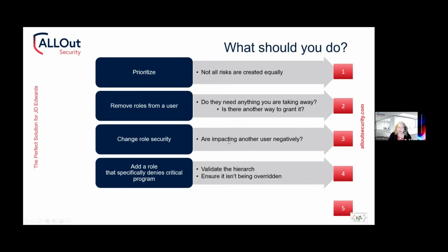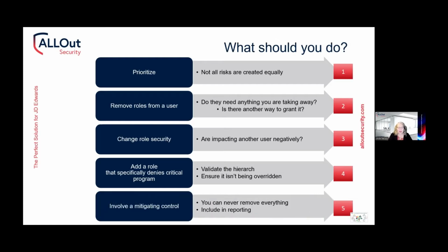And if that doesn't work, another way to do it is to add a security role that specifically denies a particular piece of access. So if there's one program that really is a problem, you can add a role that denies it, or in the base role that's creating the issue, add an I record.